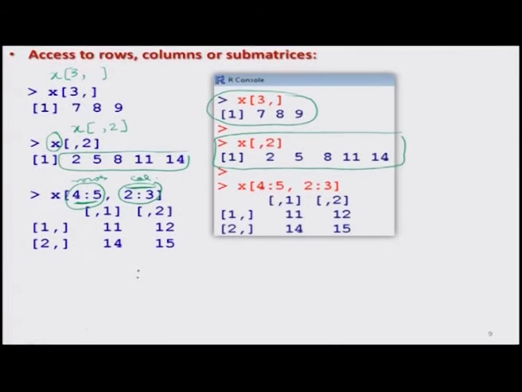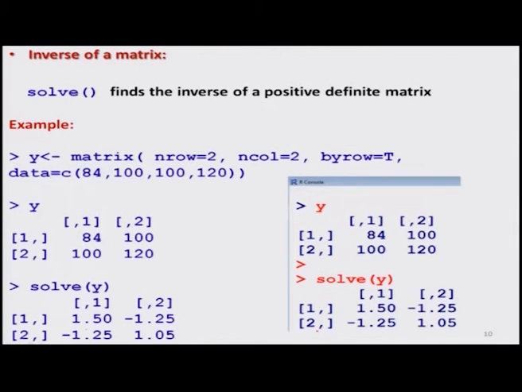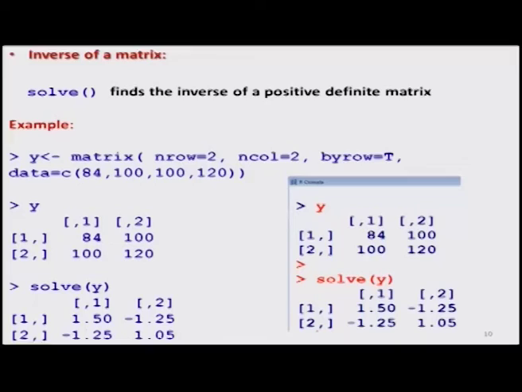Right. Okay. So, once again I would request you to please do some more practice with these things. There is another important aspect in matrix operation, to find the inverse of a matrix. The inverse of a matrix is defined in such a way that if I have a matrix A, and I find its inverse A inverse, then their matrix multiplication will give me an identity matrix I. Right.